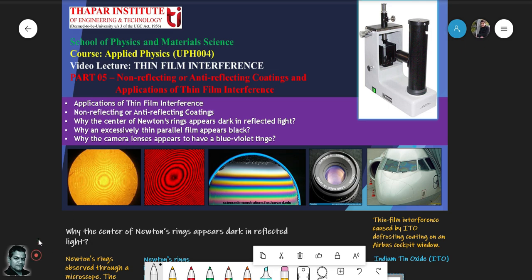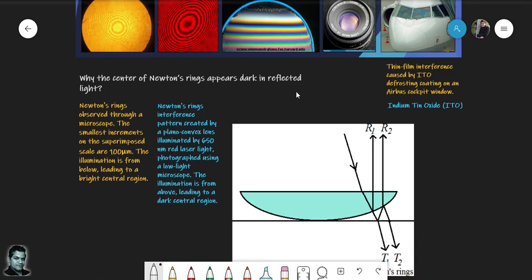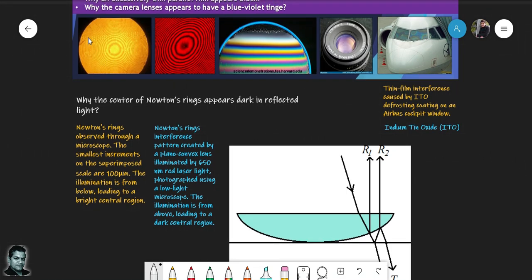Let us now talk about why the center of Newton's rings appears dark in reflected light. For example, here is a Newton's ring that you see for transmitted light. Here is an example of the Newton's ring that you see in case of reflected light. So when we say transmitted light or reflected light, what do we mean?